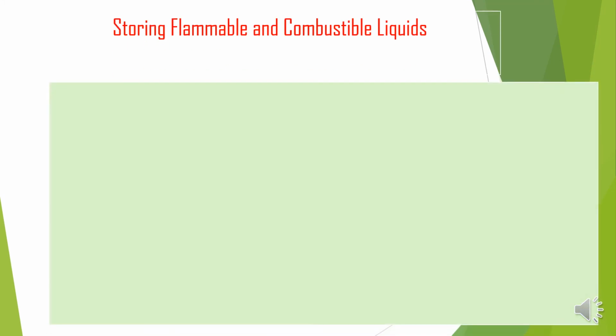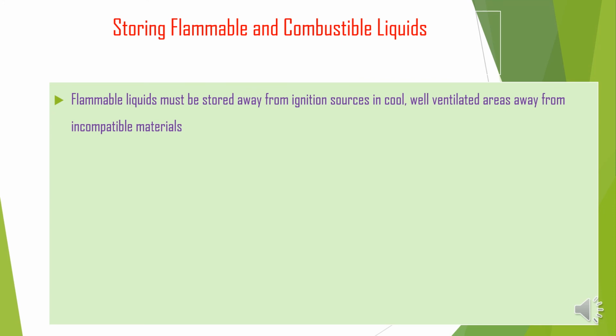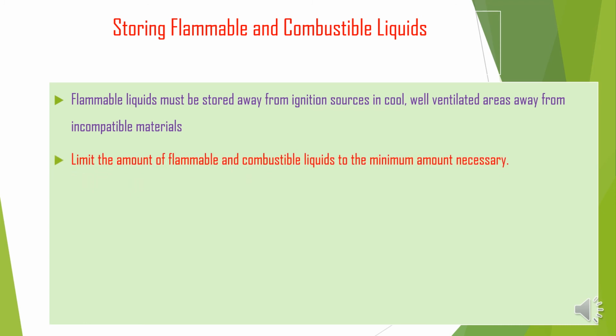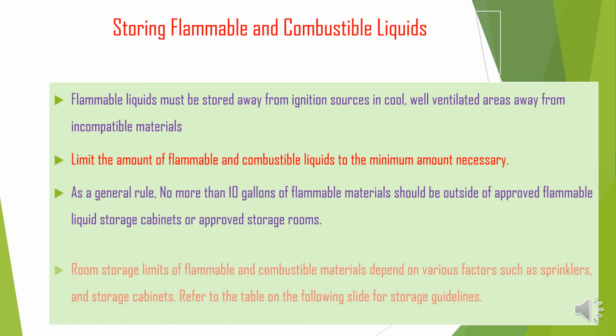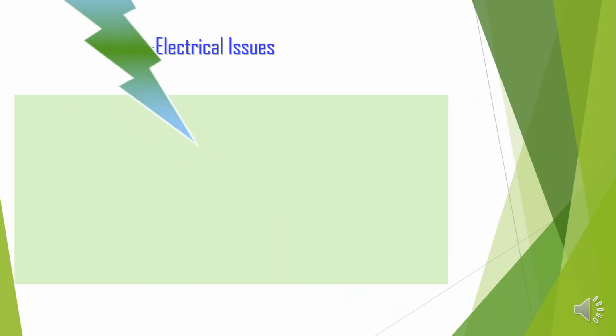Again, storage for flammable and combustible liquids. Flammable liquids must be stored away from ignition sources, away from heat. They should be in a cool, well-ventilated area, away from incompatible materials. Limit the amount of them inside the department. Don't keep more than 10 gallons anywhere, except with special consideration, of course.